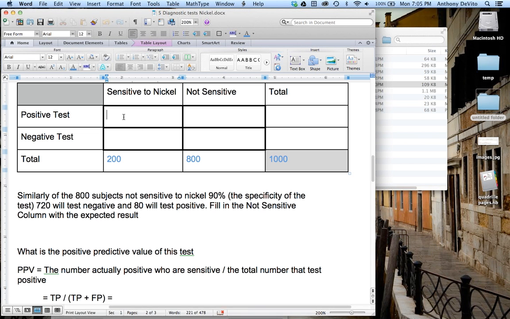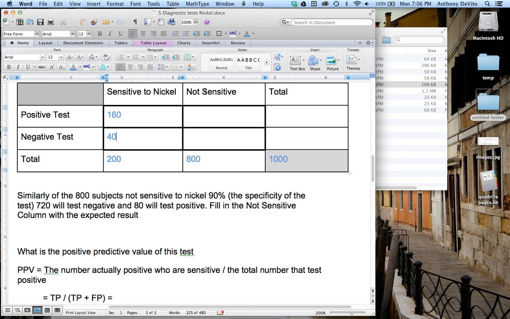And where does that 160 go? That goes into the true positives, right? 160 people are correctly identified as having the disease. So how many people are false negatives? 40. So everybody in this first column has the disease. Only the 160 tested positive, though.